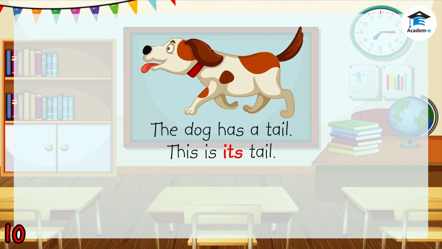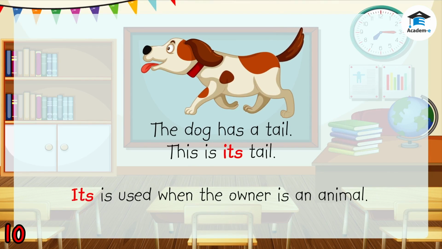The dog has a tail. This is its tail. Its is the possessive pronoun used when the owner is an animal.